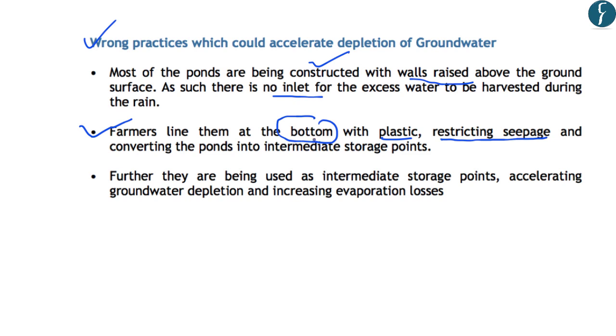And this converts the farm ponds into intermediate storage points, and these are called intermediate storage points because the water is lifted from either wells or canals and stored in these farm ponds. So these are not effectively used as rainwater harvesting structures. Now, since the farm ponds, which are intermediate storage points, do not act as rainwater harvesting structures, these accelerate groundwater depletion and increase the evaporation losses because there is no provision for seepage of water in such ponds.